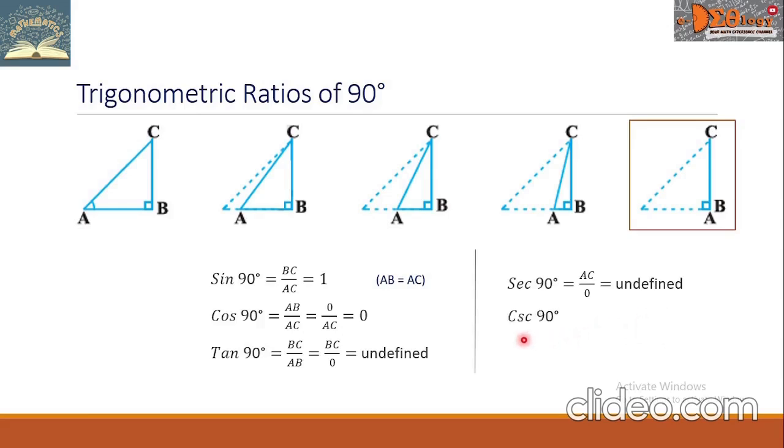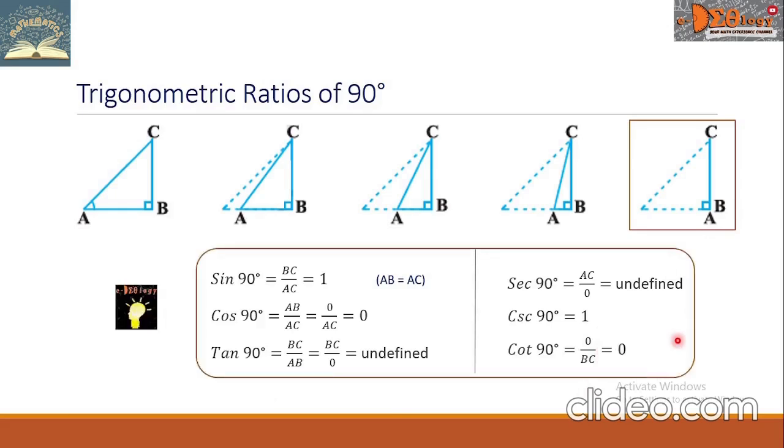What about cosecant 90 degrees? Cosecant is the reciprocal of sine. Since sine 90 degrees is 1, cosecant 90 degrees equals 1 also. Then cotangent 90 degrees. Cotangent is the reciprocal of tangent. Using the figure, we can write 0 over BC. And this will be 0. These are now the trigonometric ratios of 90 degrees.